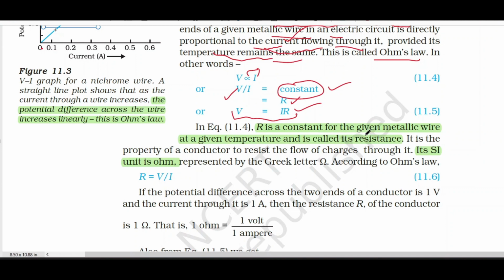Resistance जैसे कि एक English term है which means that it is a hurdle in the flow of current charges. Okay, so any hurdle that is presented by the wire is actually the resistance of the wire.